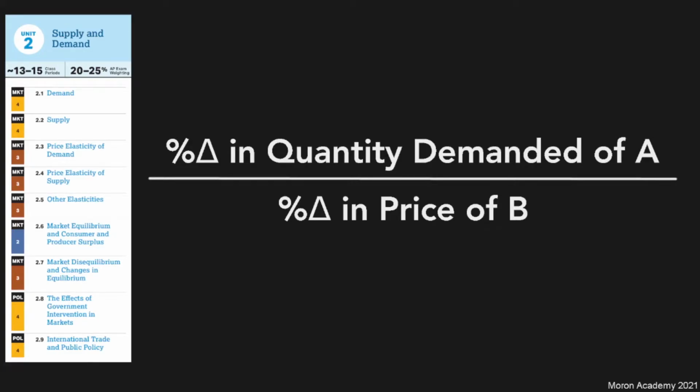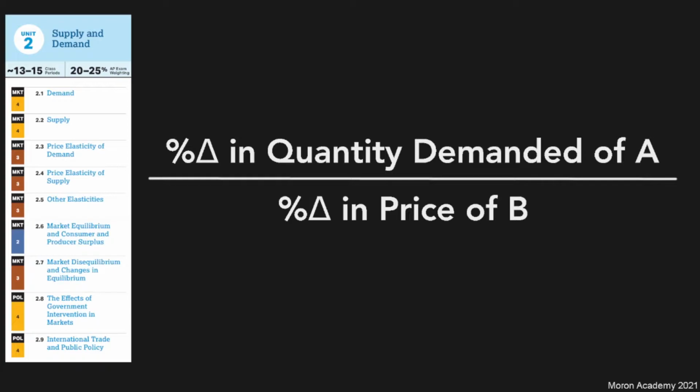Hello, today we'll be talking about Unit 2.5, which is other elasticities. This includes the cross-price elasticity and the income elasticity. The first of which we have here in equation form is the percent change in quantity demanded of A over the percent change in price of B.